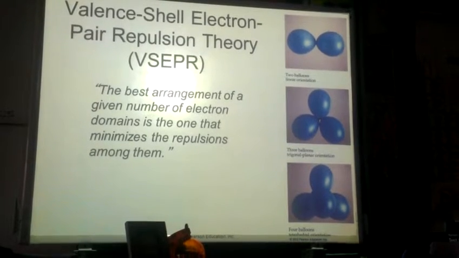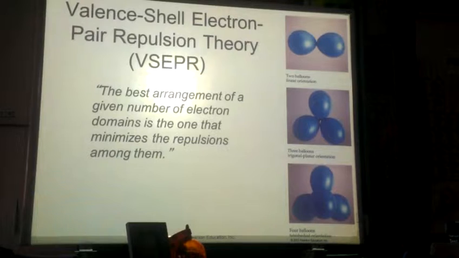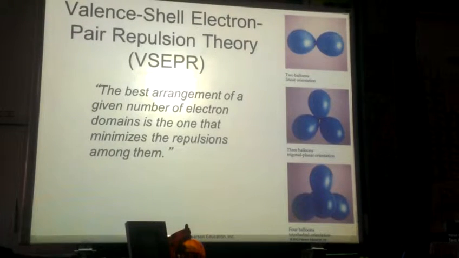So this is where we left off with VSEPR, and valence shell electron pair repulsion theory is a theory, and right now it's the best explanation that we have, even though it's up for debate. So the best arrangement of a given number of electron domains is the one that will minimize the repulsion among them. So this VSEPR model is just based on the idea that electron domains are negatively charged, and therefore, because they're negatively charged, they're going to repel one another.